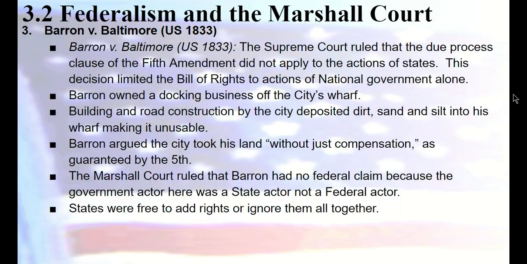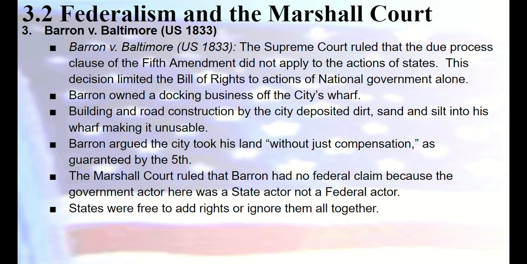All right, and then the final case is a case called Barron versus Baltimore. If the other two cases we've looked at expanded the power of the federal government, this one sort of restricts it a little bit. In Barron versus Baltimore, the Supreme Court ruled that the due process clause of the Fifth Amendment did not apply to the actions of states. This decision limited the Bill of Rights to actions taken by the national government alone.